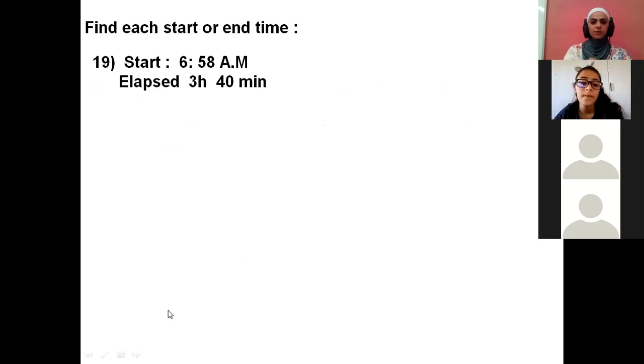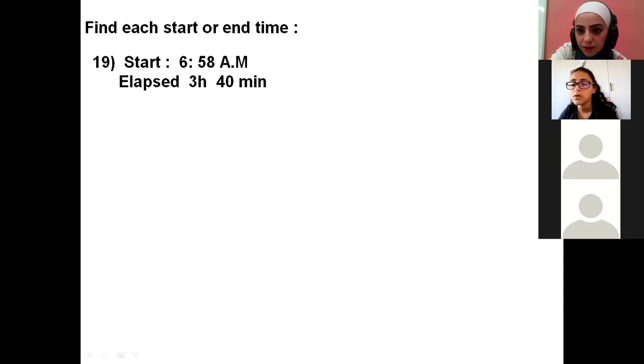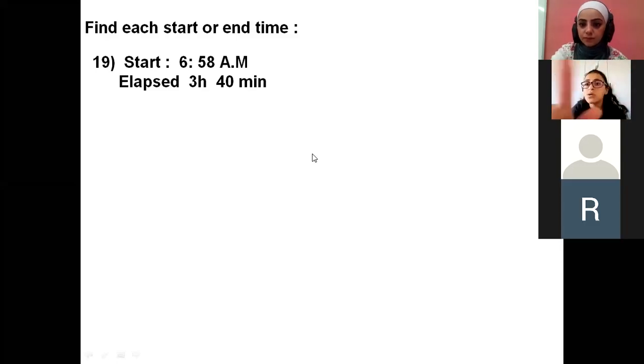Yeah, the last question, and then since we don't have that much time, look, here we need to find either the starting time or the ending time. The starting time is 6:58 a.m. The elapsed time is 3 hours, 40 minutes. So what is needed to find is the ending time. To find the ending time, what do we do, Zaid? We need to subtract. We add.